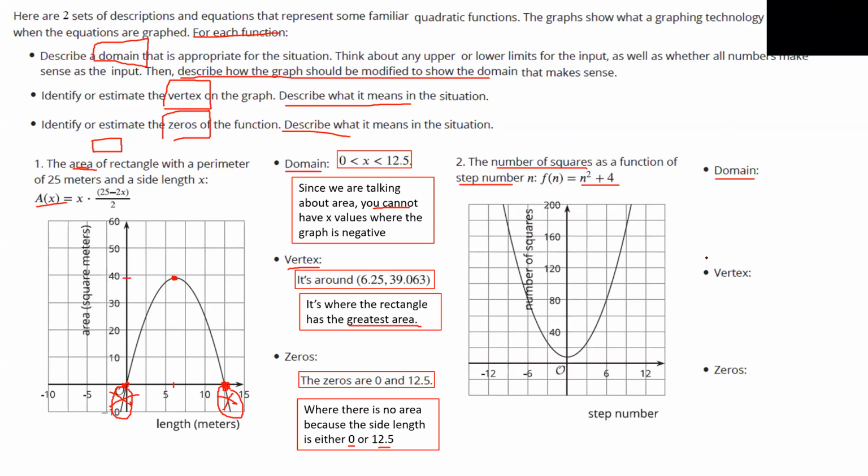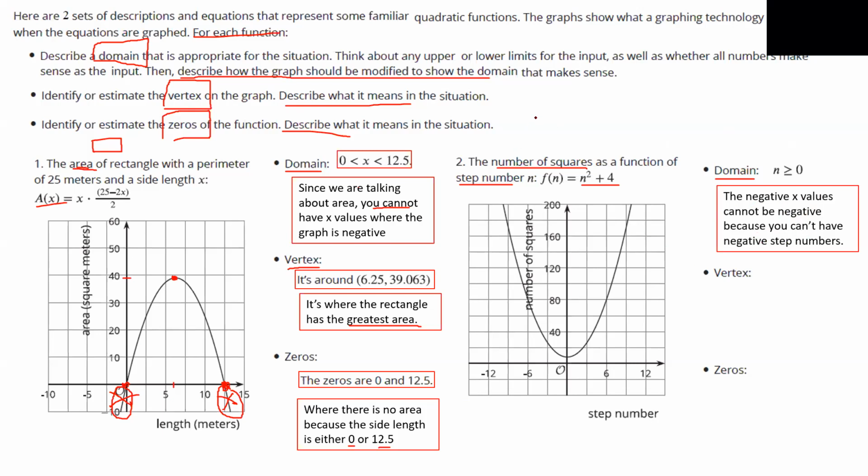All right, so now that you have your domain, the domain for this problem will be n is greater than or equal to 0. And the reason why is because the x values cannot be negative, because you can't have negative step values.